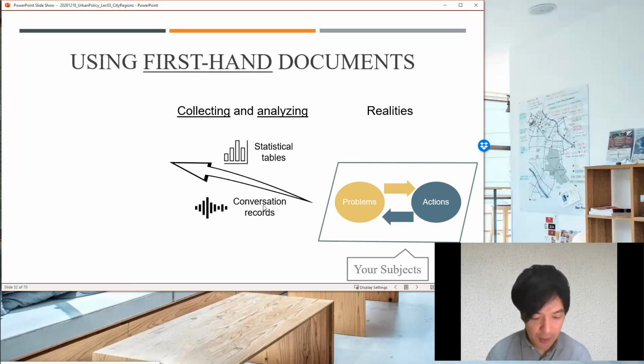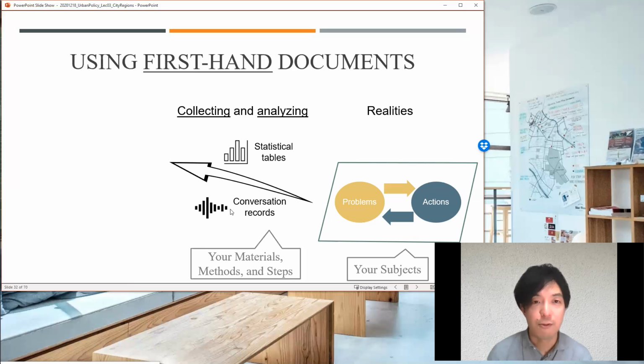These documents with this data are regarded as your materials. And your methods are how you collected and analyzed the data. And your steps are how you decided to do that, how you managed to do that, and how you focused on one or two of the results of your analysis. After you finished these processes, then you begin your writing, right?